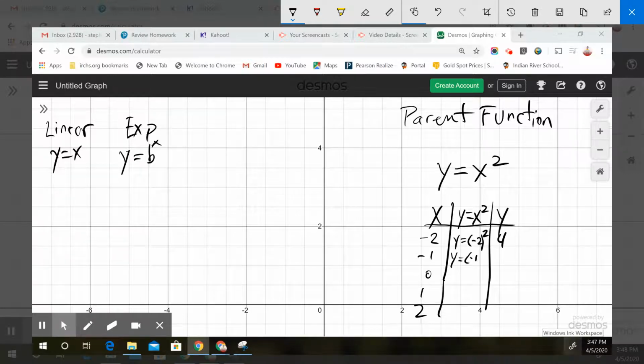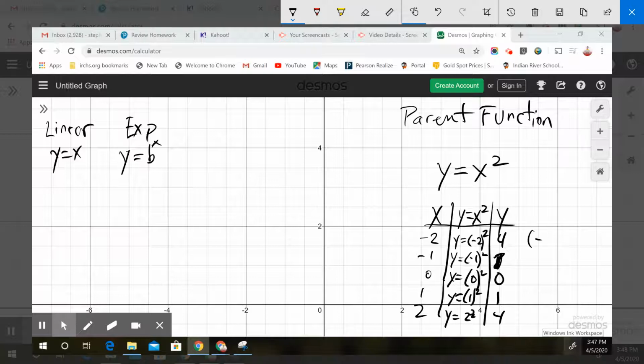If I plug in -1 and I square it, I'm going to get 1. If I plug in a 0, I'm going to get 0. If I plug in 1, 1 squared is 1, and if I plug in 2, 2 squared is 4. Notice how this actually is a pattern right here. This -1 becomes +1. So you have somewhat of a pattern there.